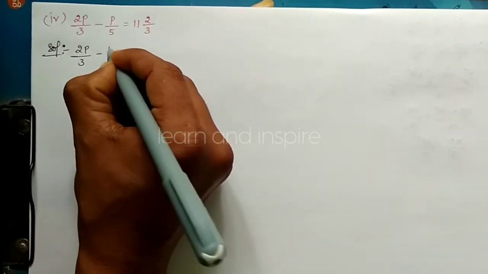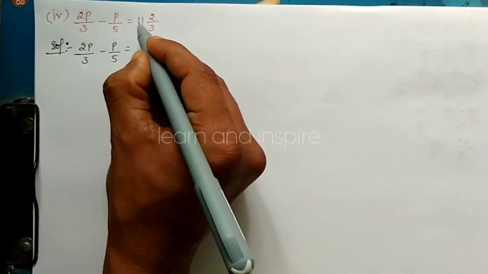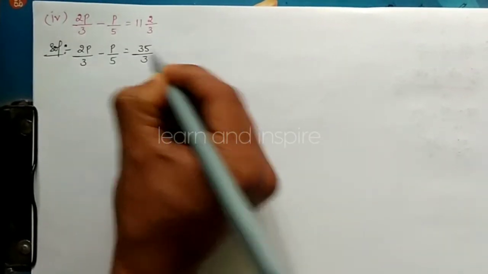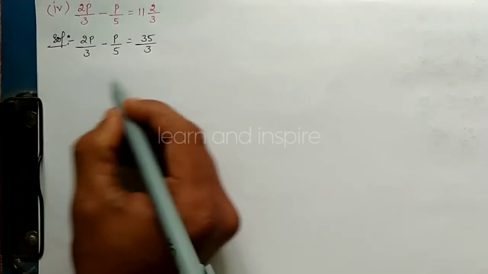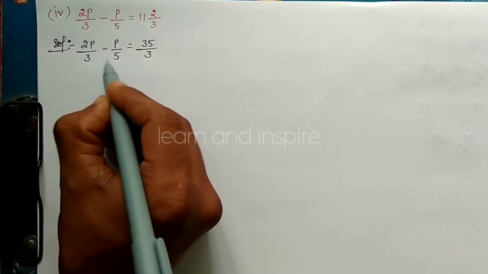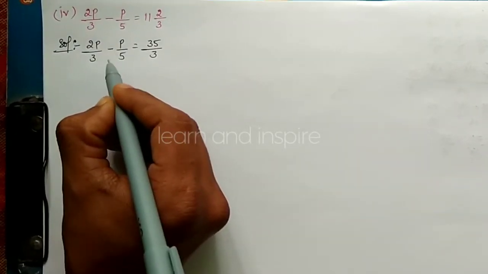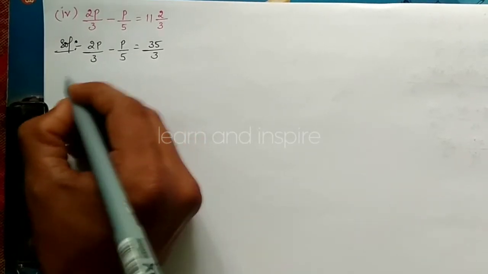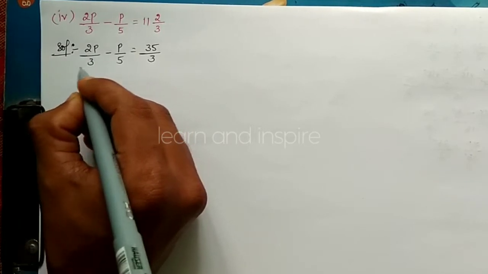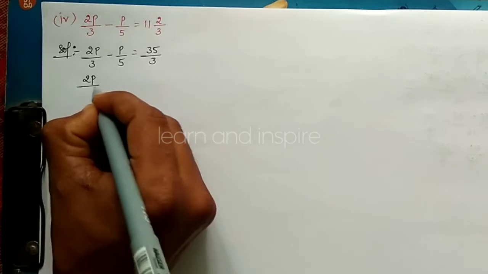2p by 3 minus p by 5 is equal to 3 11s are 33, 33 plus 2 is 35. So denominator right as it is, divided by 3. Now on LHS we have to take the LCM of 3 and 5. So what is the LCM of 3 and 5? Yes, it is 15. Now we have to multiply each term with 15 and the whole divided by 15. We have to divide by 15 also because it is an LCM.